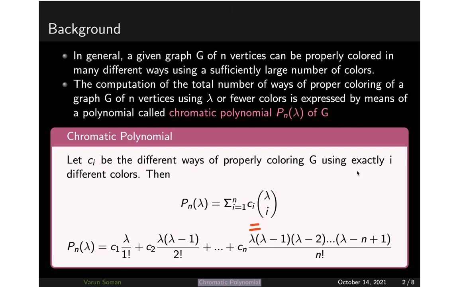Suppose my graph is a simple one, just consisting of isolated vertices, and you have lambda colors. In this case, can you tell me what is the chromatic polynomial? For the first vertex I can color using lambda colors, for the second I can again use lambda colors, and for the third also lambda colors. So in total, using the product rule, the value will simply be lambda cube. This is just the application of common sense.